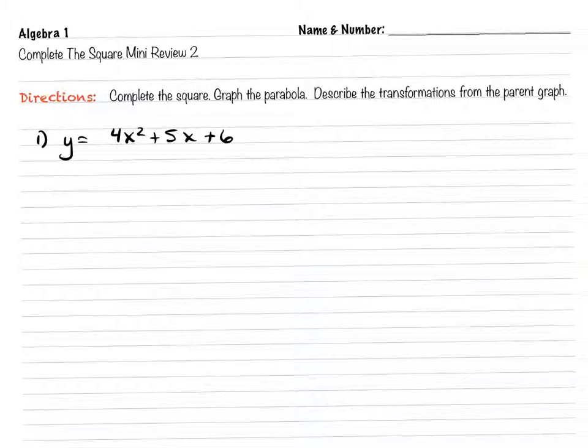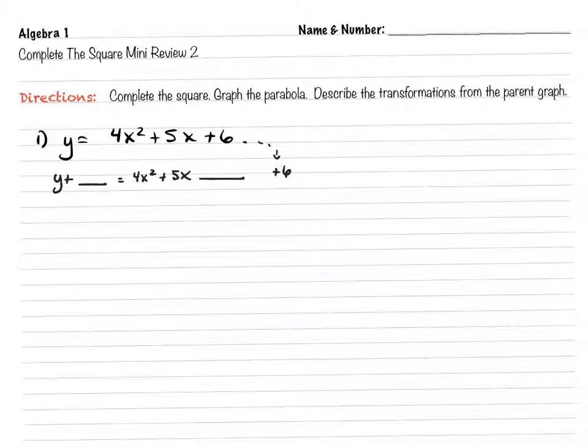So we're going to go over another completing the square review for today, and our first directions is to complete the square, graph the parabola, and then describe the transformations from the parent graph. So we always start completing the square in the same way. We're going to set up the problem. So we're going to add a blank on the left side. We'll add our own blank on the right side. And we traditionally assume that C value is incorrect, so we move it over.